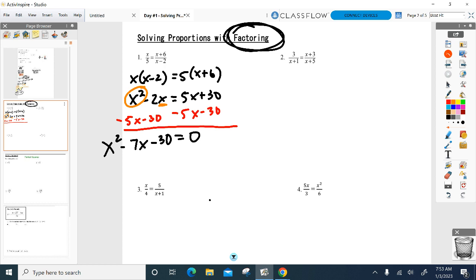Now it's time to factor. All right, and unfortunately, everyone, I don't have time to go over all the different ways and slow it down and do all these problems. We factor a couple times already this year. This is going to be two numbers that multiply to negative 30, but at the same time add to negative 7. And this is on you now. You got to find those numbers.